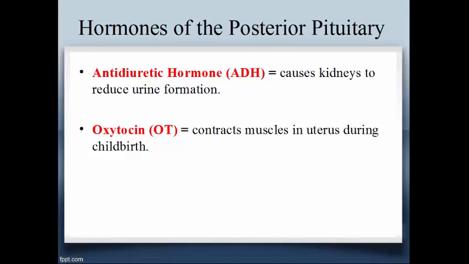And the second one and last one for the posterior pituitary, OT, oxytocin. This is what will help stimulate the muscles in the uterus to contract during childbirth. For women who have had their labor induced, they are most likely given a form of this called Pitocin. It works the same way, but it's a synthetic form of OT. It will stimulate the muscles in the uterus to contract and help push the baby down.